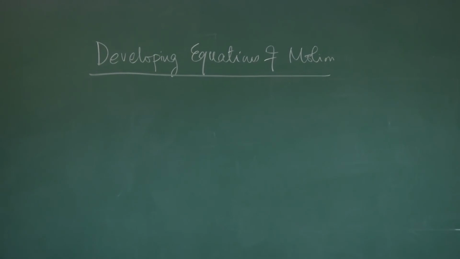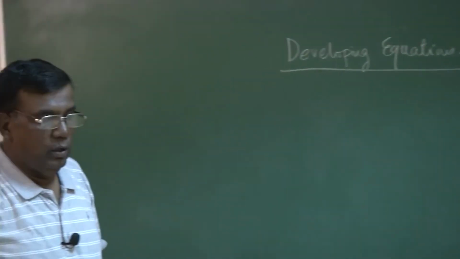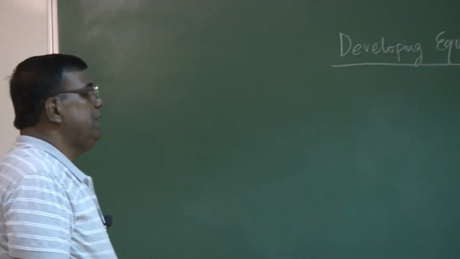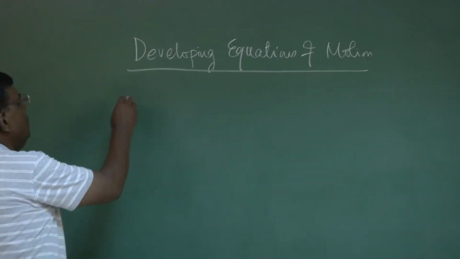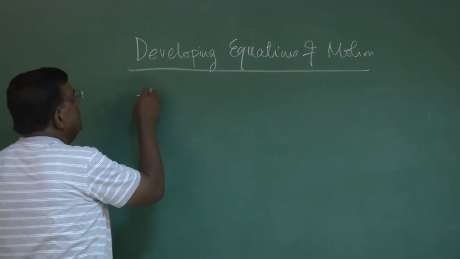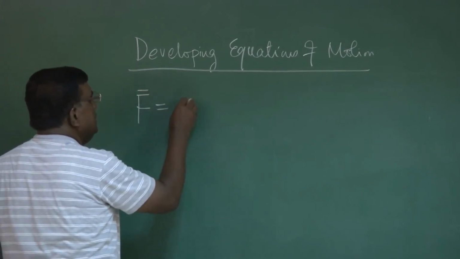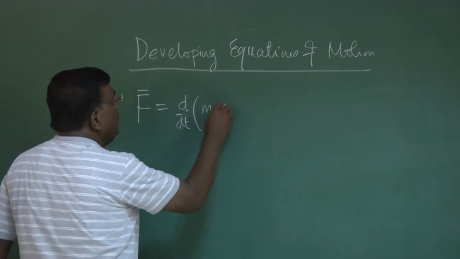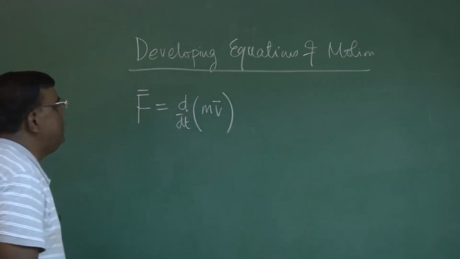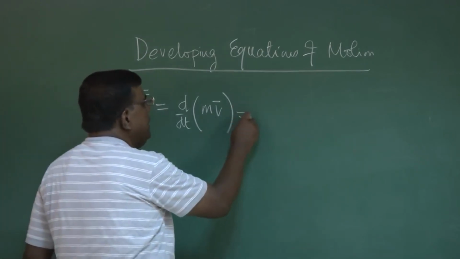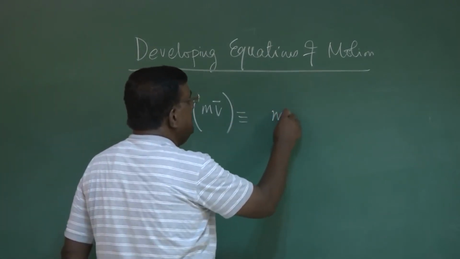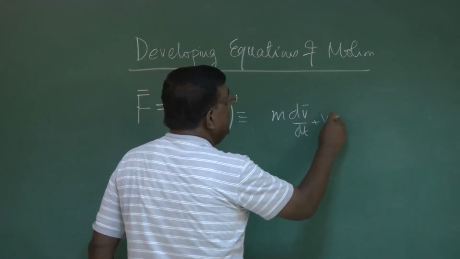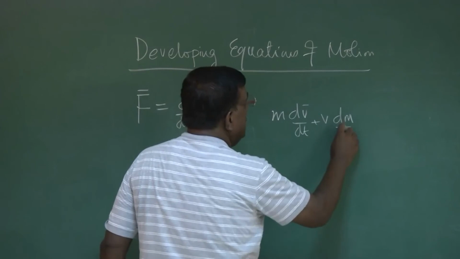Continuing our effort to develop equations of motion, and we all agreed that we will follow Newton's laws of motion, where it says d by dt, external force is equated to rate of change of linear momentum, and if I expand it, it is m dv by dt plus v dm by dt.